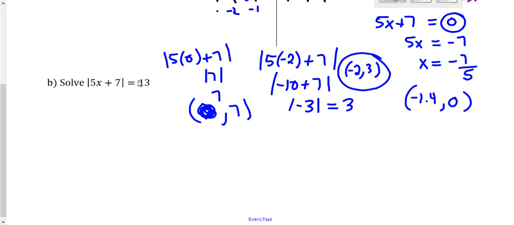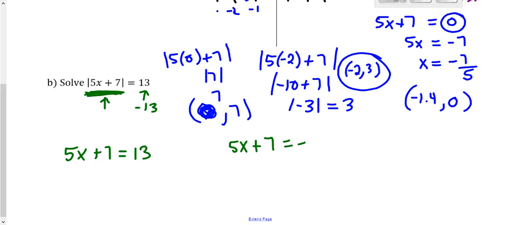The next thing it asks us to do is solve this equation. When we have an absolute value equation, that means the inside is going to be equal to 13 or negative 13. So we make two different equations, and we need to show our work here. In order to get rid of the absolute value, we have 5x plus 7 equals positive 13, and 5x plus 7 equals negative 13. And then we just solve.